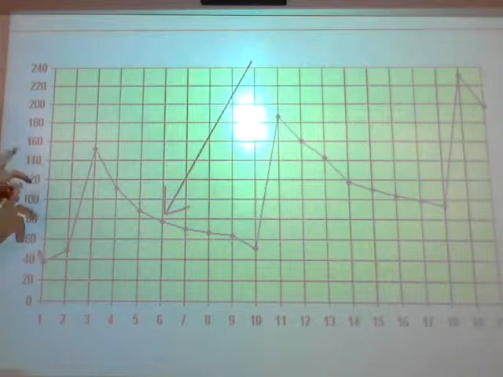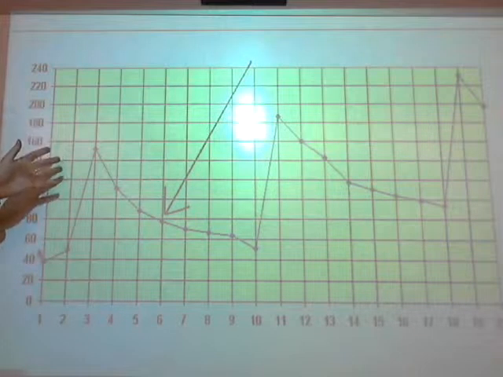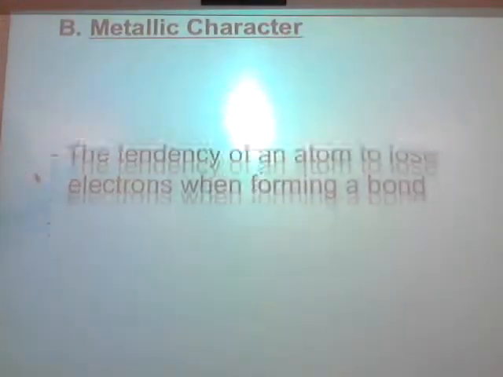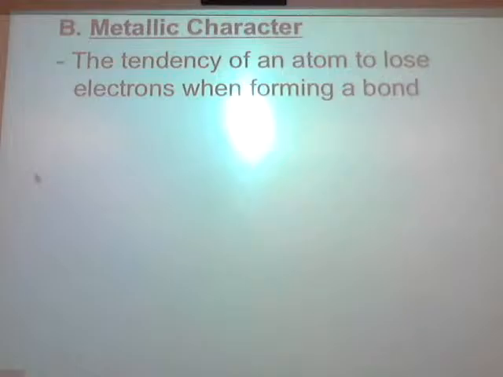Now let's use that rule. Let's use that trend, I should say, to predict metallic character. Now we can't do that unless we know what metals are. A metal is a guy who wants to lose electrons.